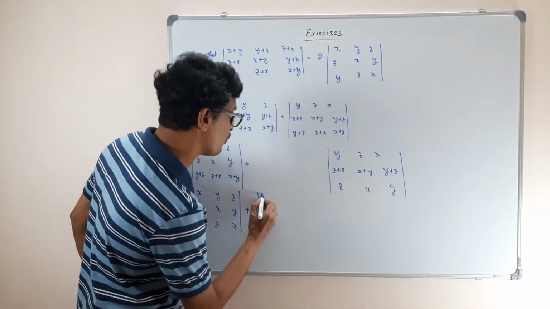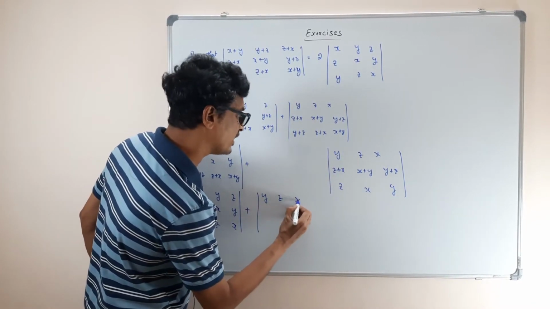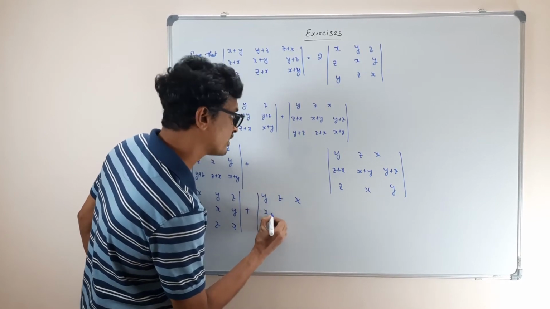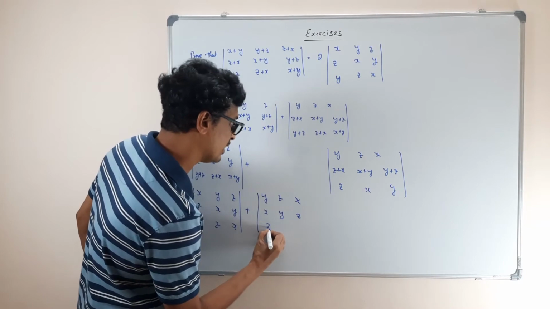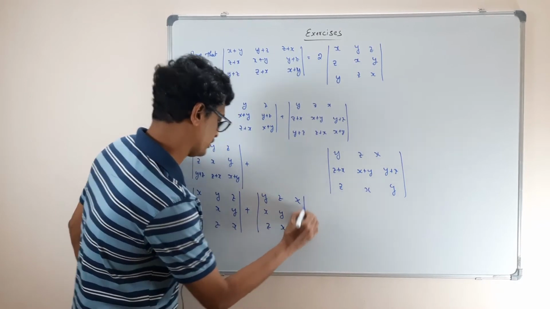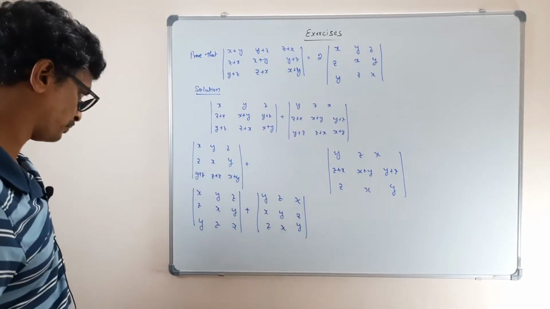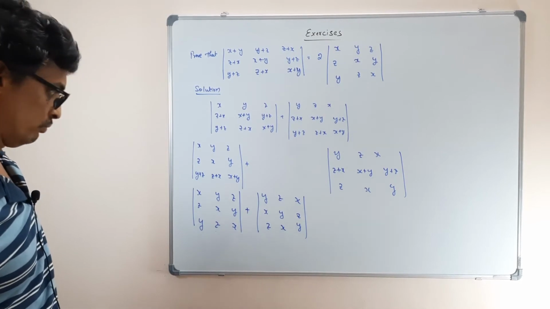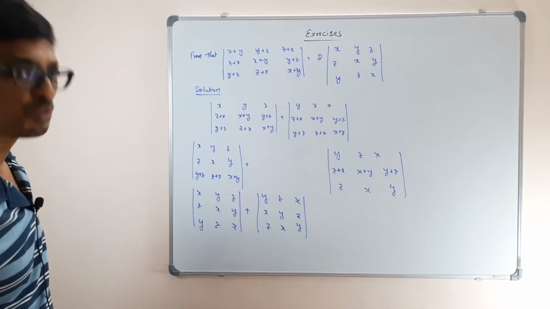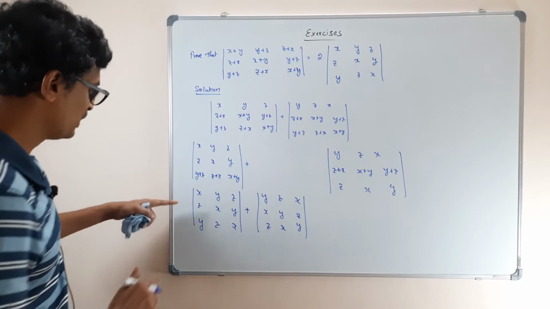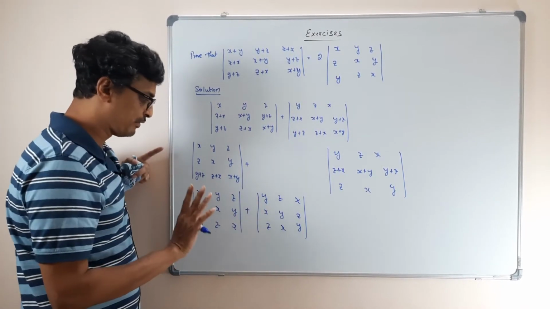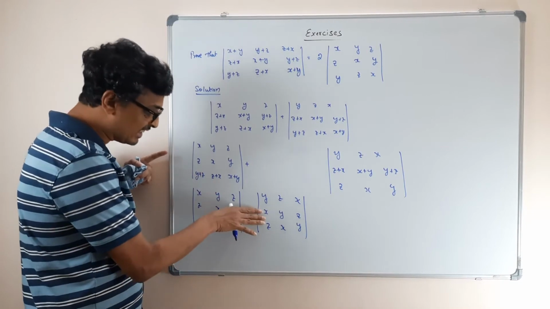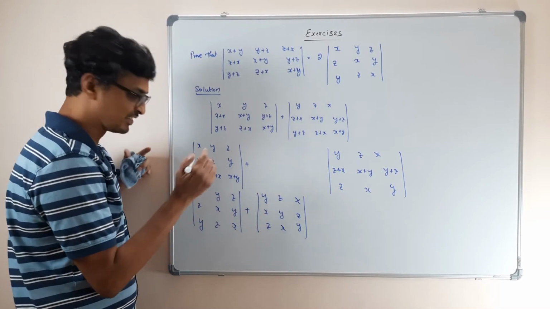Therefore, what it will become? Y, z, x, x, y, z. Am I right? Z, x, y. Are they both same? Yes, just the rows are swapped, exactly. So what happened? So this row, first you swap these two. That will give you minus 1. And then that and this. What am I going to do?